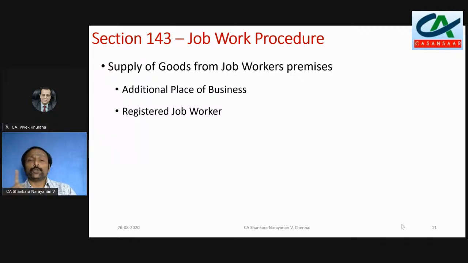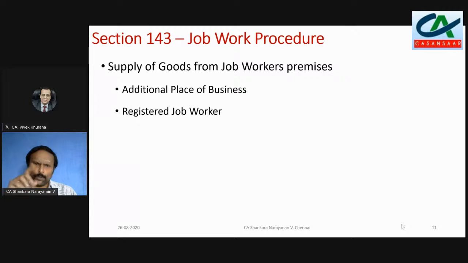If I am going to use my job worker's premises from where the goods are going to be delivered directly, that is, the supply is going to happen from my job worker's premises, then my job worker has to be a registered job worker. Or if he says, no, I will not get registered, why should I get registered? Then I should include the job worker's place as my additional place of business.